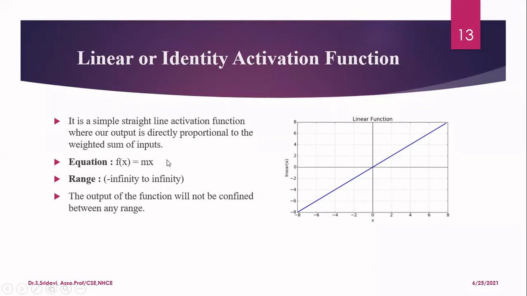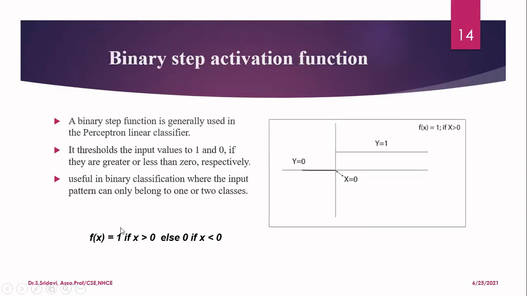The main problem with this activation function is, if you see this graph for the function, the graph is linear. That means the range goes from -infinity to +infinity. Generally we don't want ranges from -infinity to +infinity. We want to limit our range. But here the output of the function will not be confined to any range. That's why this function is not widely used. So let us see other functions.